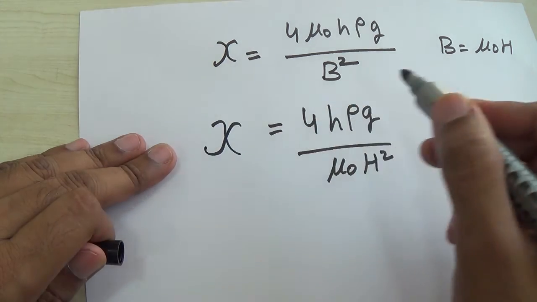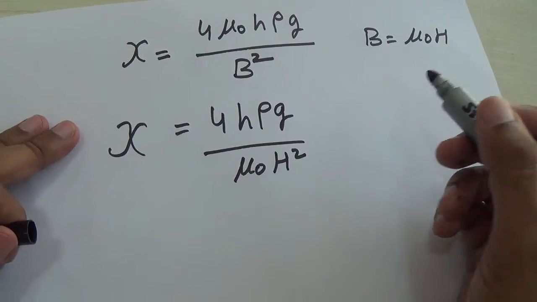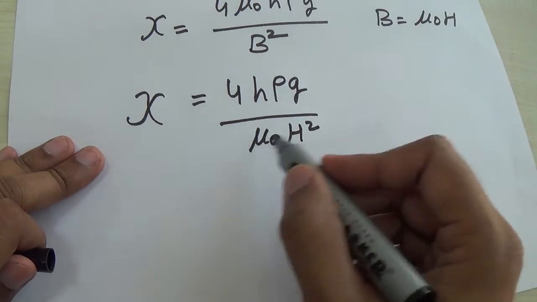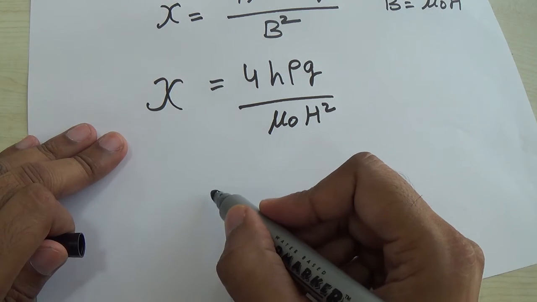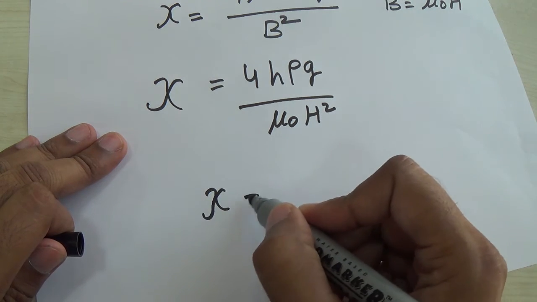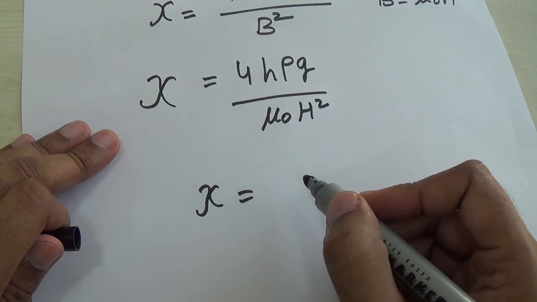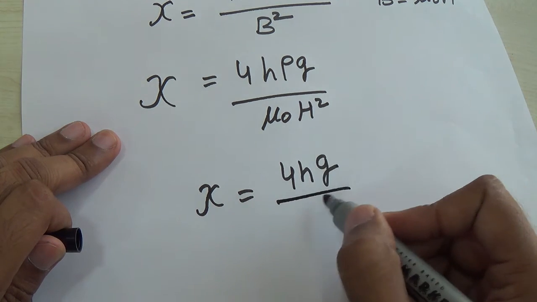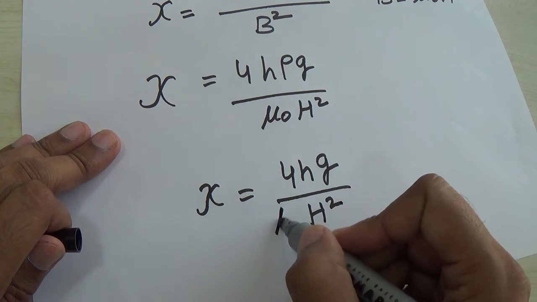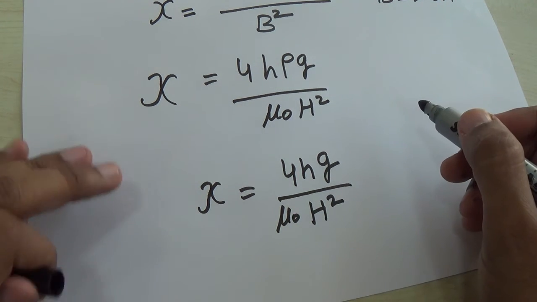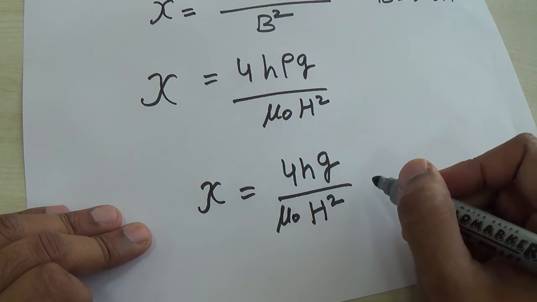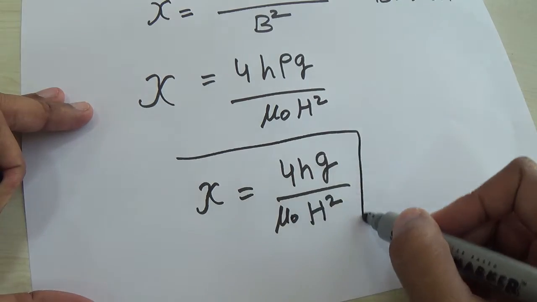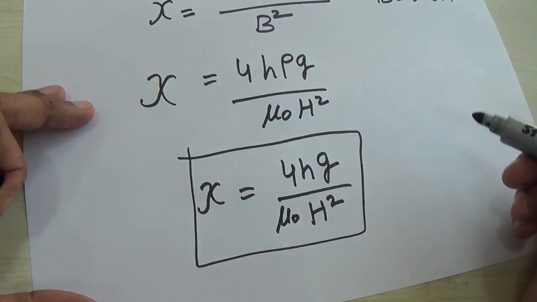So this is chi, the susceptibility, and if I have to find out the mass susceptibility, then I have to divide it by rho, and then the mass susceptibility will be equal to 4 h g upon capital H squared and this mu naught. Right, so this is the formula for mass susceptibility.